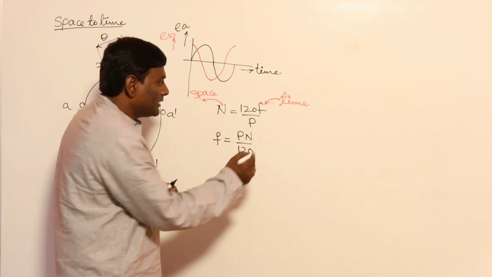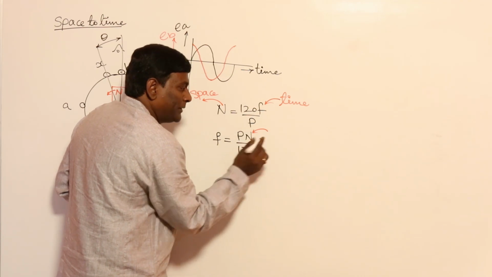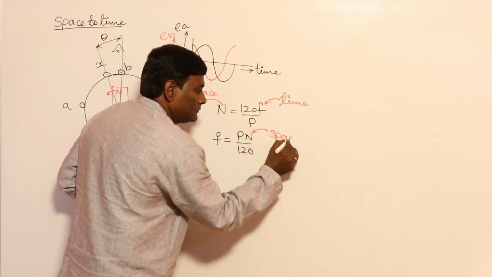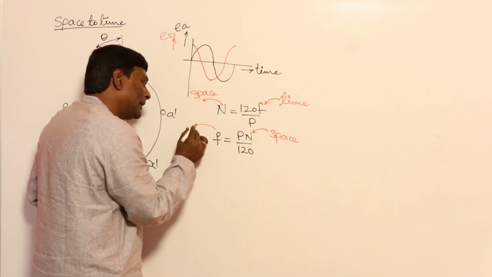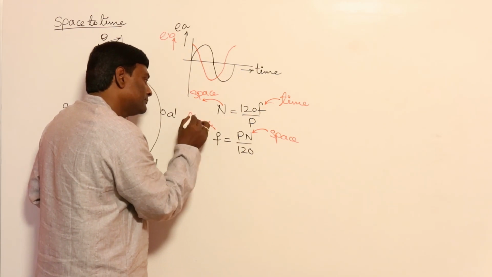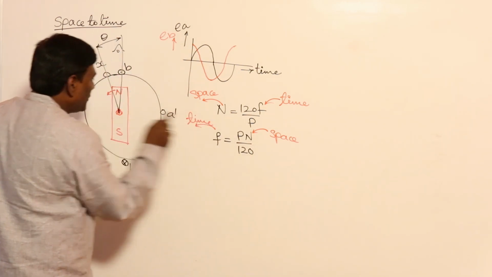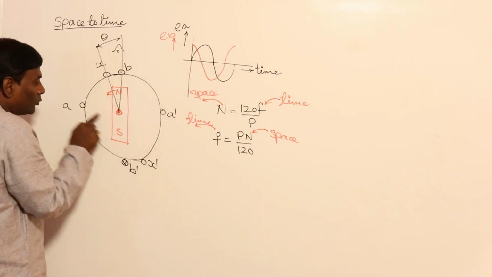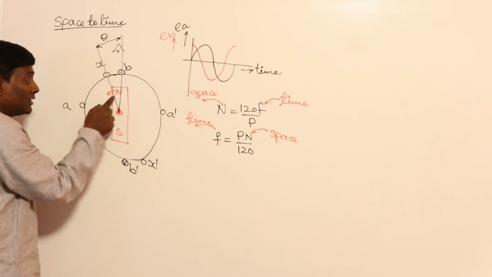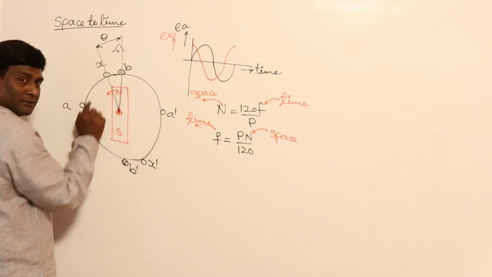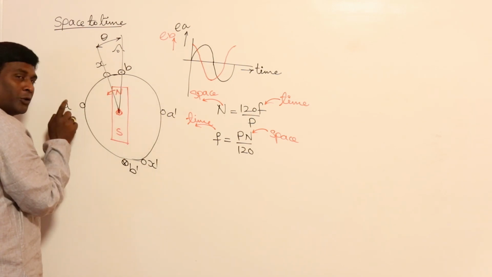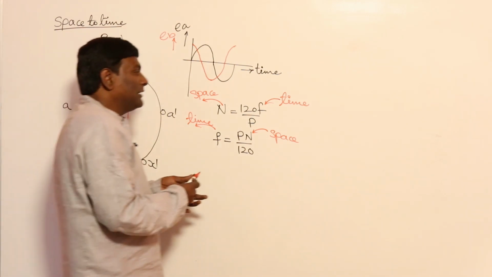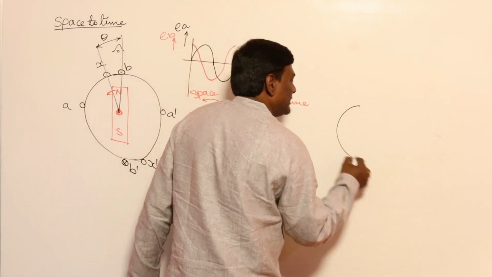Now here, in this section, in space, if you give input, in time the output will come. For example, if I rotate this by one revolution, one cycle of induced voltage will come. So the input is going to be space, I have to rotate, and the output is going to be time. Now let us think of the previous discussion, that is time to space.